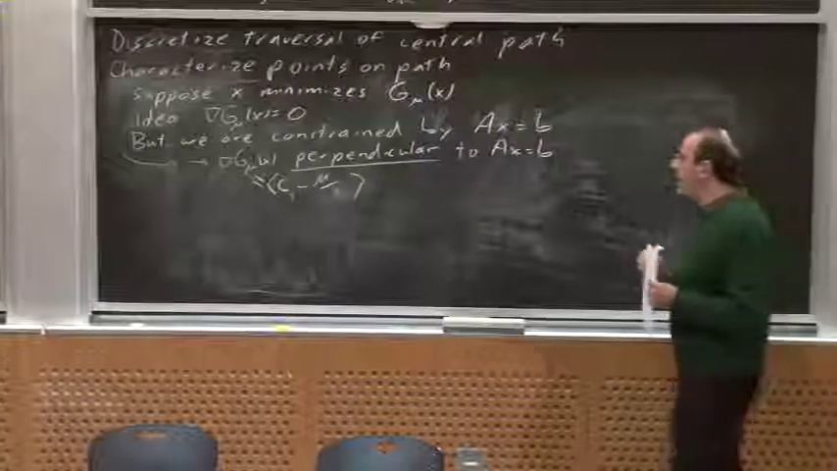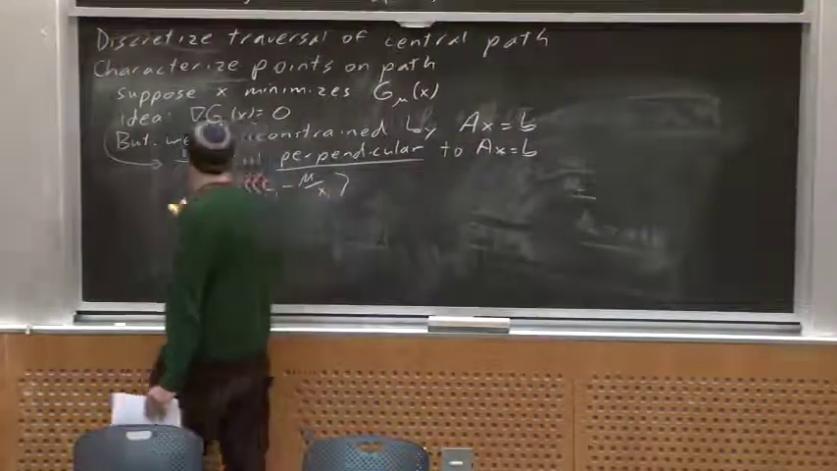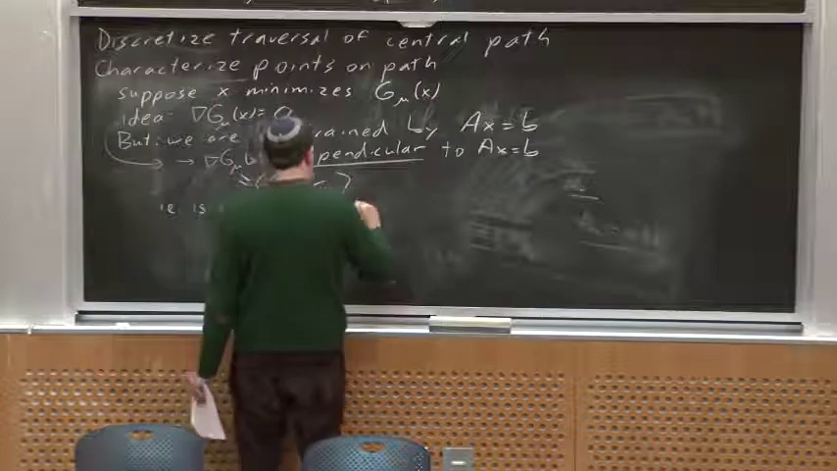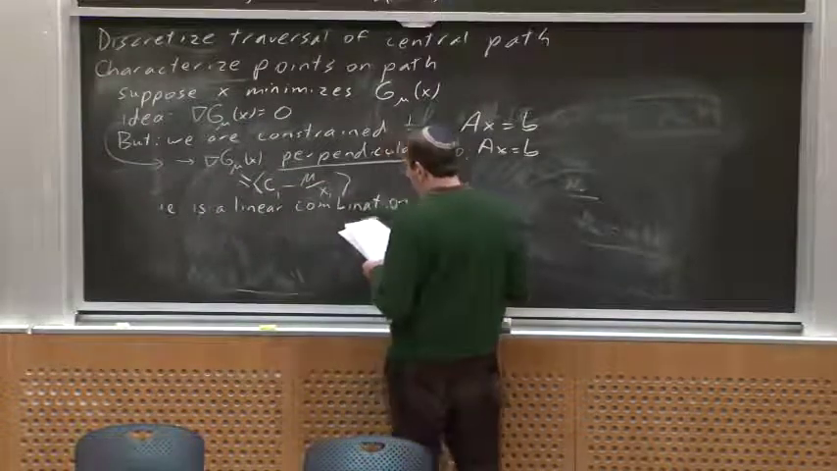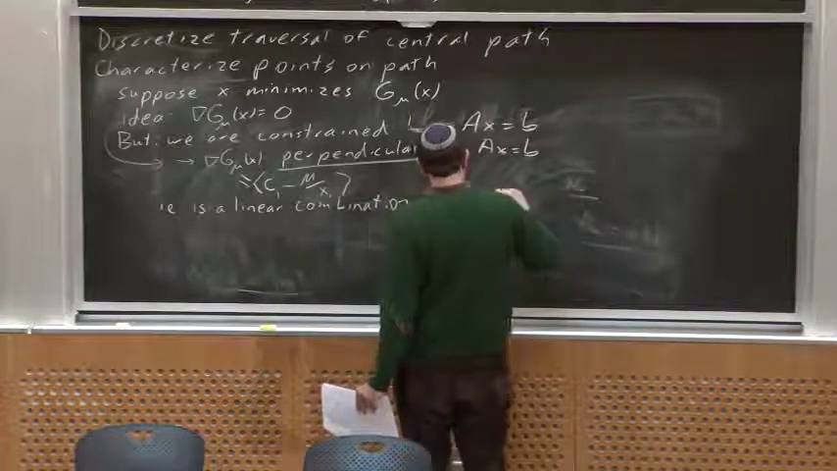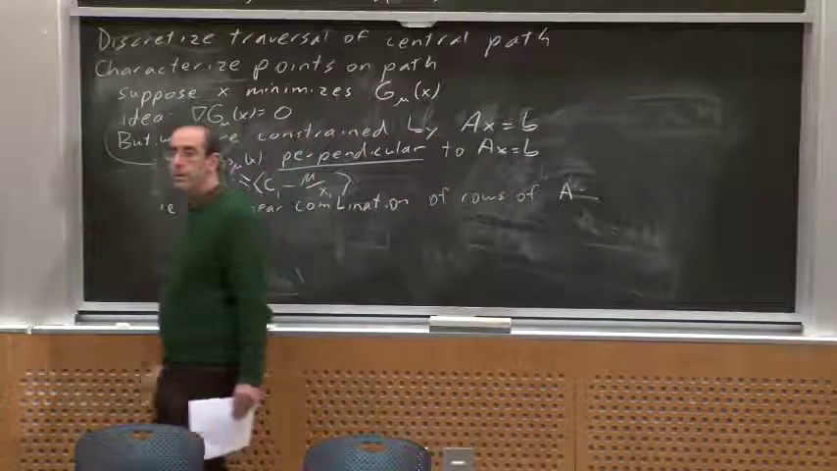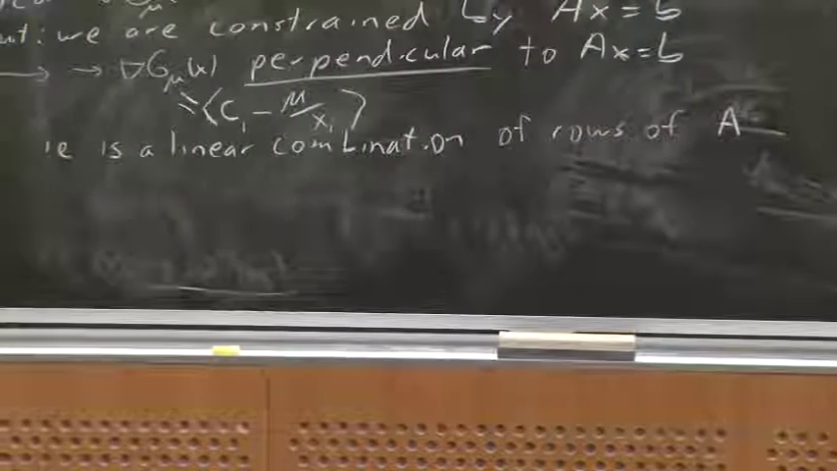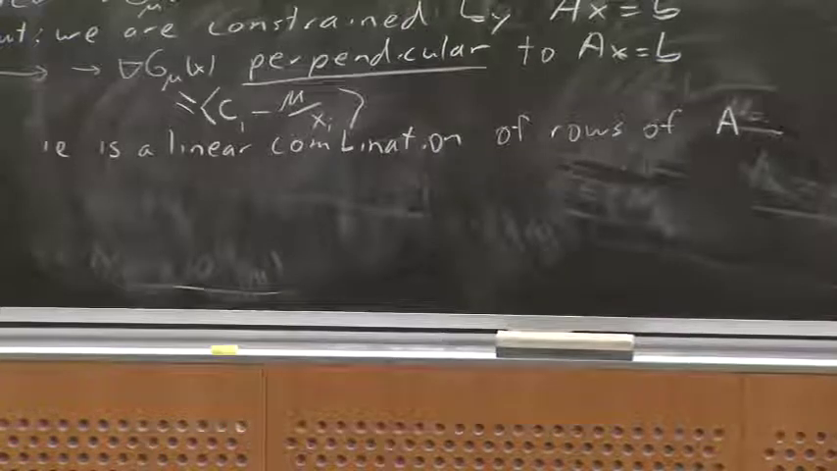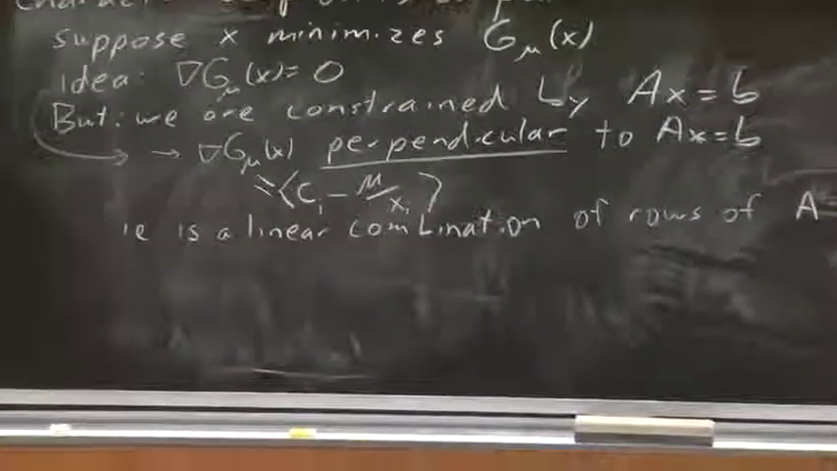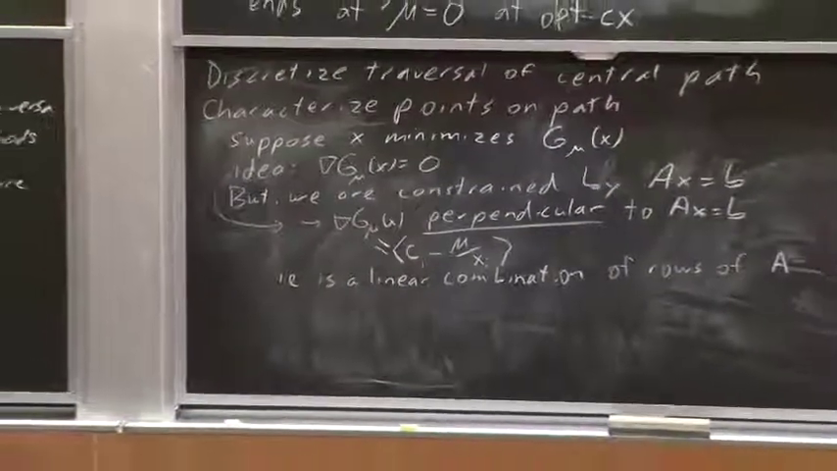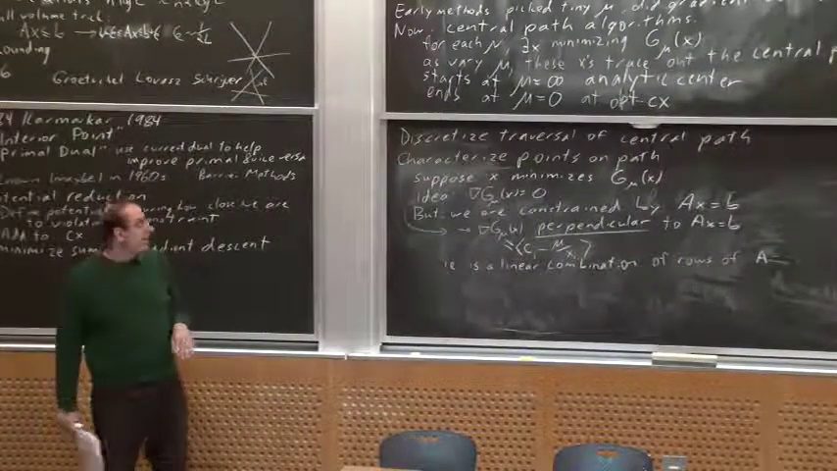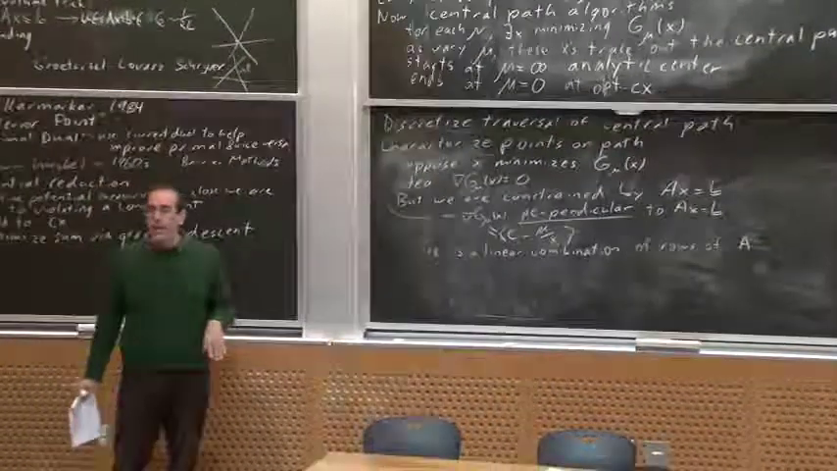I mean, another way to say that if it's perpendicular to the constraints Ax equals b, all that is saying is that it is a linear combination of the rows of A. Right? Because the rows of A are the normals to the constraint hyperspace. So they provide all of the possible perpendicular directions to the constraints. And so the only way that we can be perpendicular to the feasible space is if we are a combination of all of those perpendiculars. Yes? Okay. But how do we say is a linear combination of the rows of A in math?